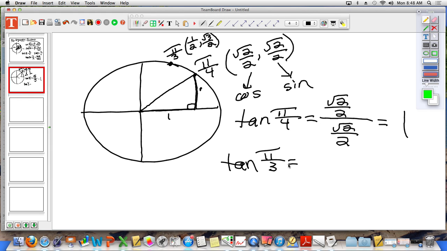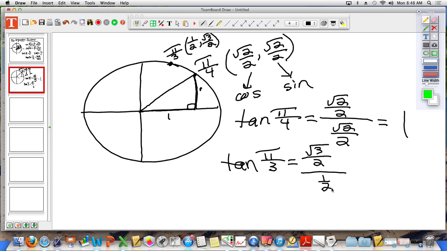Well, tangent means sine divided by cosine, correct? What is the sine value at pi over 3? The square root of 3 over 2. Are you guys okay with that? Because I'm not getting a lot of responses from people. The sine is the second number, the y value, the square root of 3 over 2, divided by the cosine value, which is 1/2. So the tangent of pi over 3 is the square root of 3 over 2 divided by 1/2. That's awful.